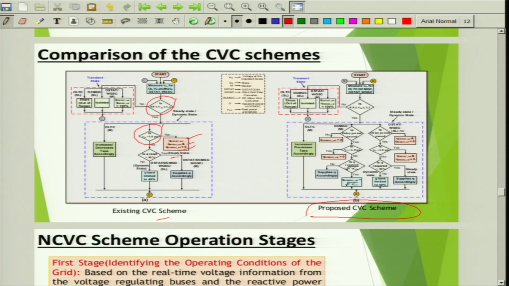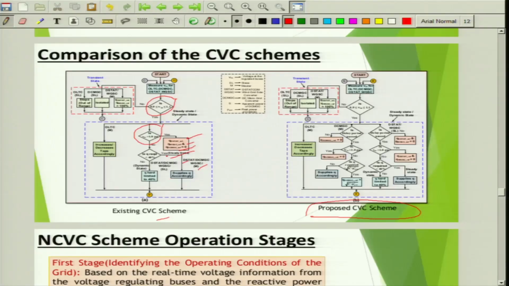So, if it is a steady state, then all the fast acting converters are allowed to play a master role. Here master role means they are allowed to freely inject reactive power without any boundaries. Whereas, if the reactive power injection is greater than 40 percent, then it would be hard limited to 40 percent. That means, even though the demand is more than 40 percent, we are not injecting more than 40 percent of its capacity. And what about the OLTC?